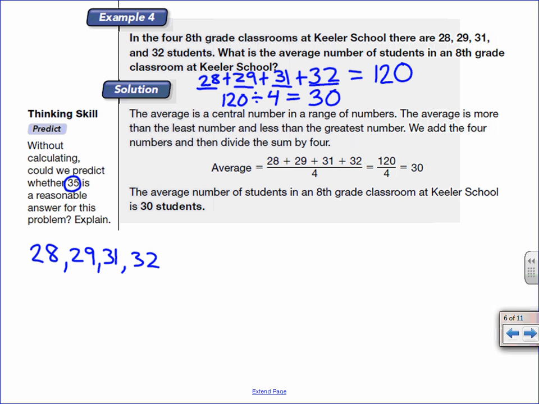No. So one very easy check for whether you've done the correct calculations is your mean needs to be in the middle of all your numbers. It at least has to be less than some of your numbers and more than some of your numbers. So 35 would not be reasonable because it's not in between. In fact, it's bigger than all of the numbers.